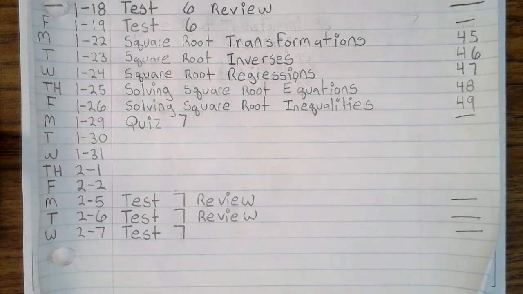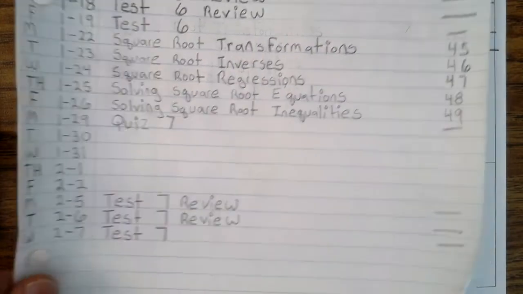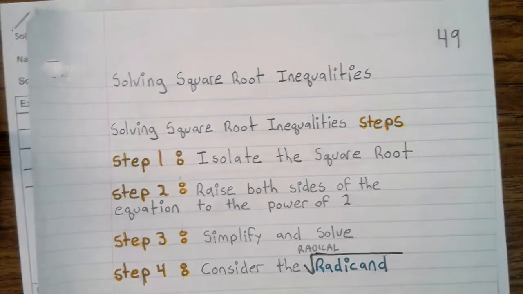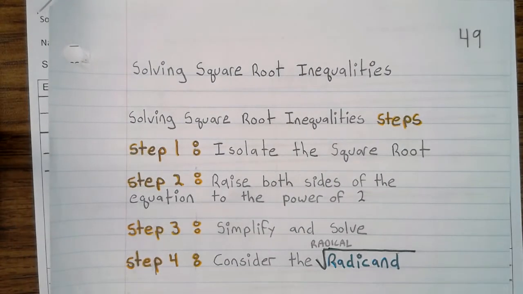Okay, Wildcats, today we're looking at Friday, January 26th, solving square root inequalities on page 49. If you would, update your table of contents. All right, now your table of contents are updated. Let's take a look at the notes. All right, square root inequalities on page 49.